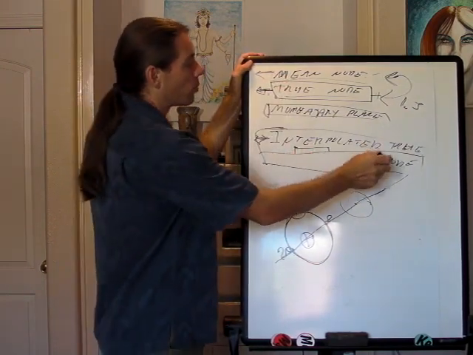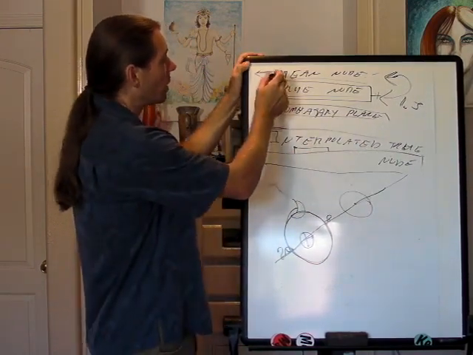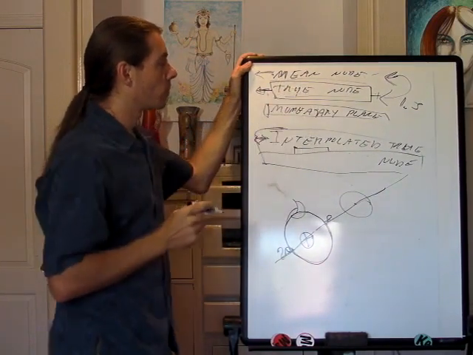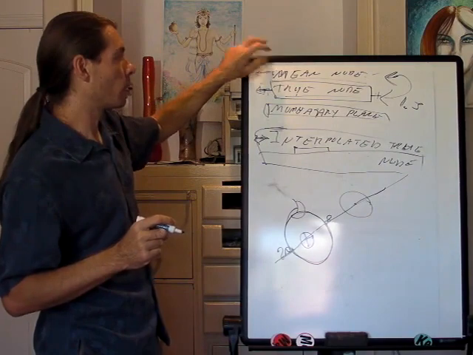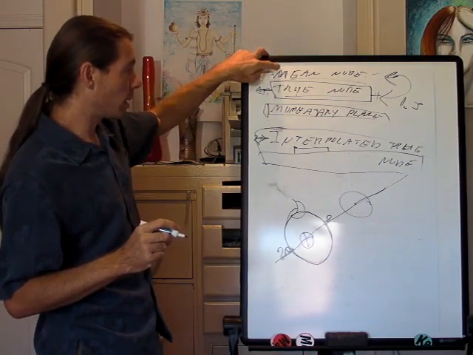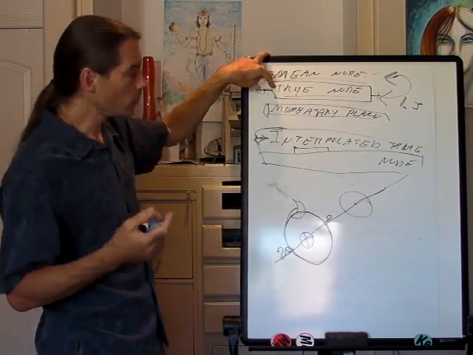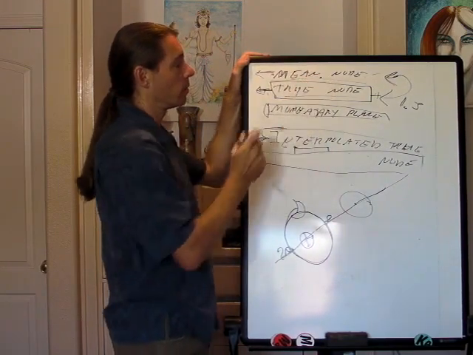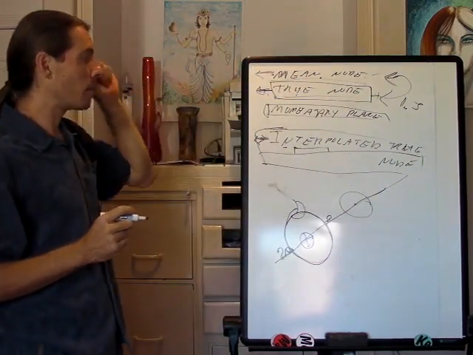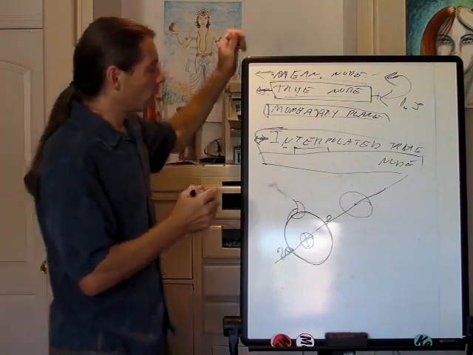The interpolated true node is closer to the mean node than it is to the true node. And I actually used mean node before. That's what I've used for the past several years, mean node over true node. Okay? Interpolated true node is very close to mean node, just a little teensy bit different. It's not much different, okay? So that's what we're using.